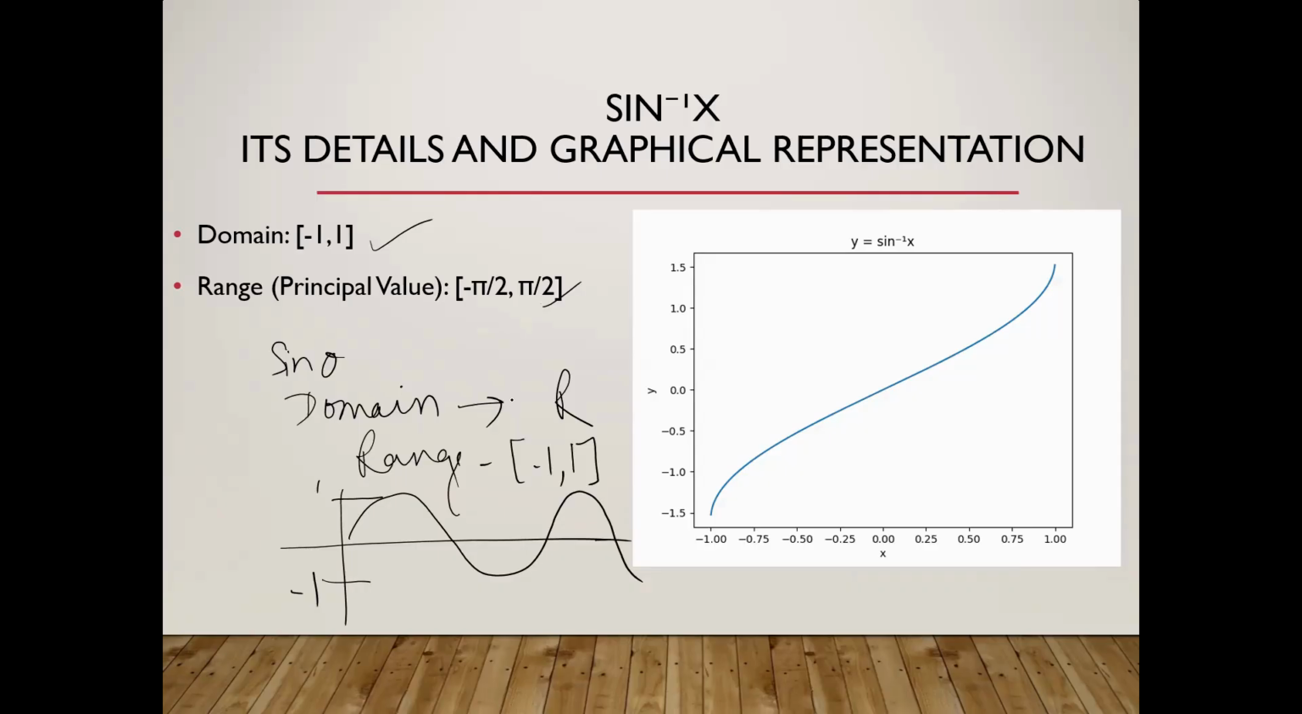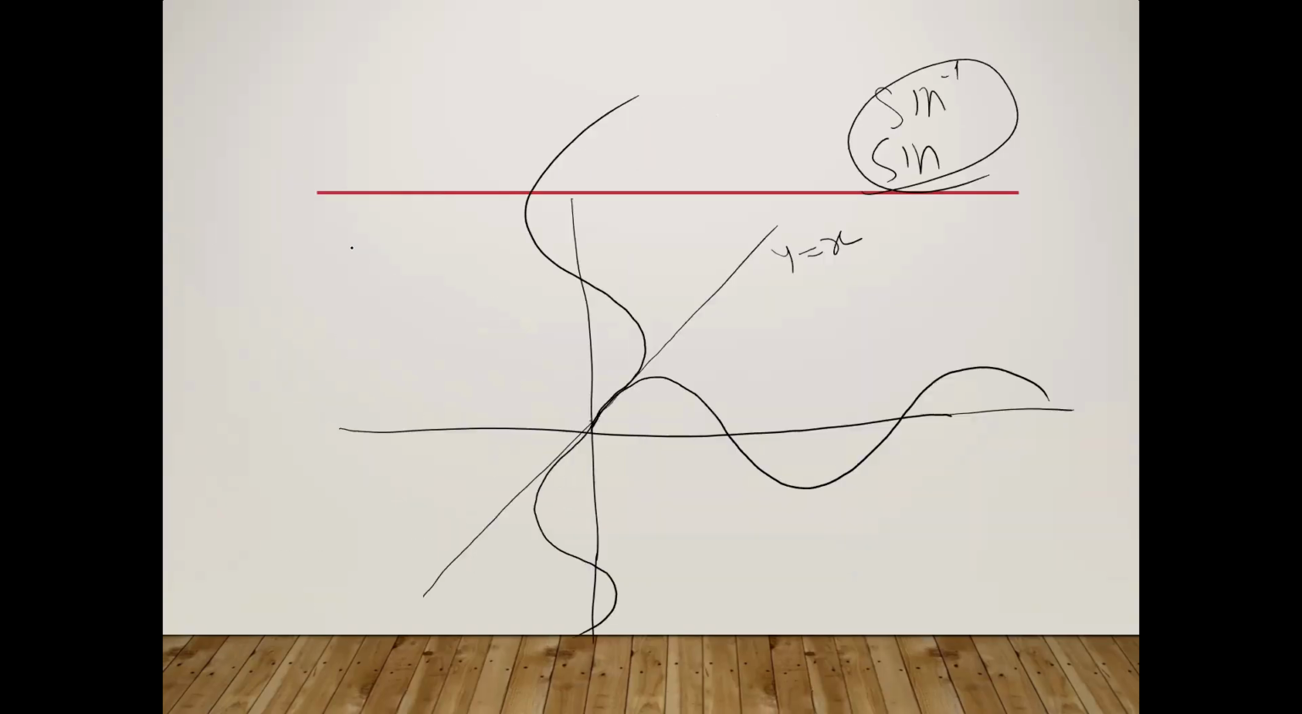But when I'm talking about the inverse of a function, my theta becomes the range, or you call it the principal value branch, and my range becomes the domain of the function, right? So in that case, range will be minus pi by 2 to pi by 2, and domain becomes -1 to 1. That is why the graph of the function looks like that. This is the graph of sine inverse x.